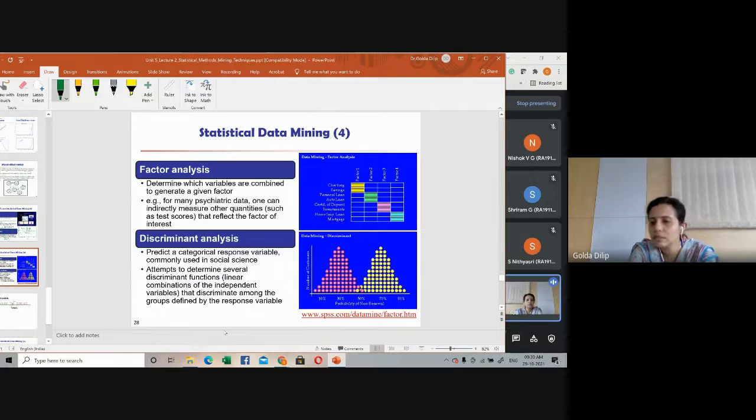So next is what is called factor analysis. Have you heard about factor analysis? This technique, you can call it a data compression or data reduction technique. In the sense, when you want to reduce a large number of variables into a few factors. Factor is a synonym for variable itself.